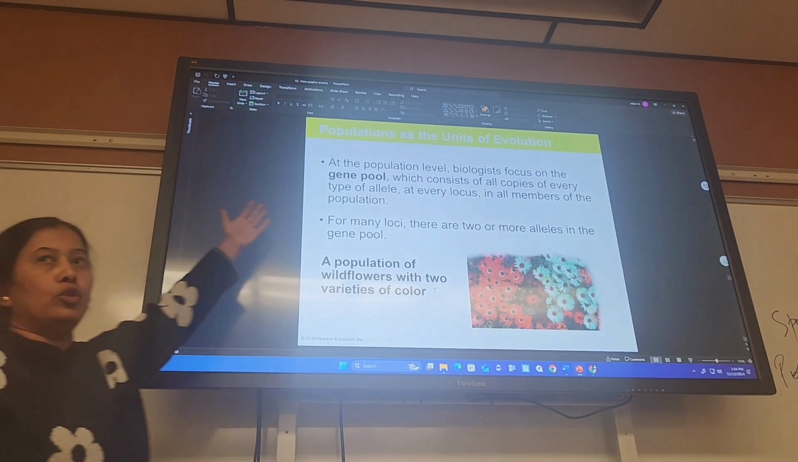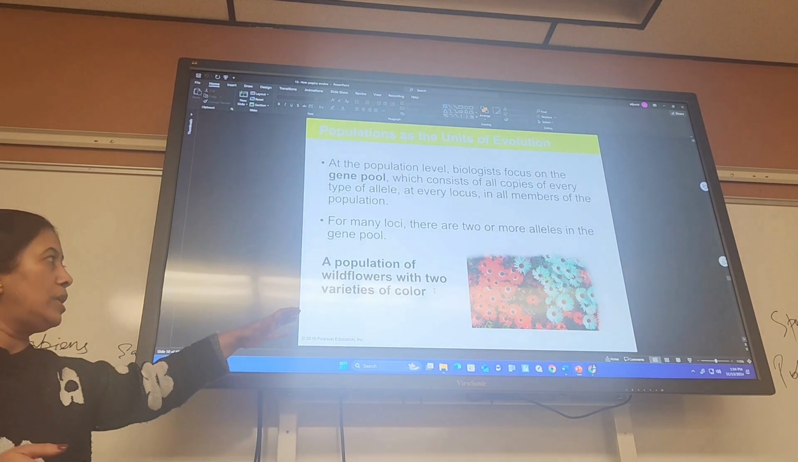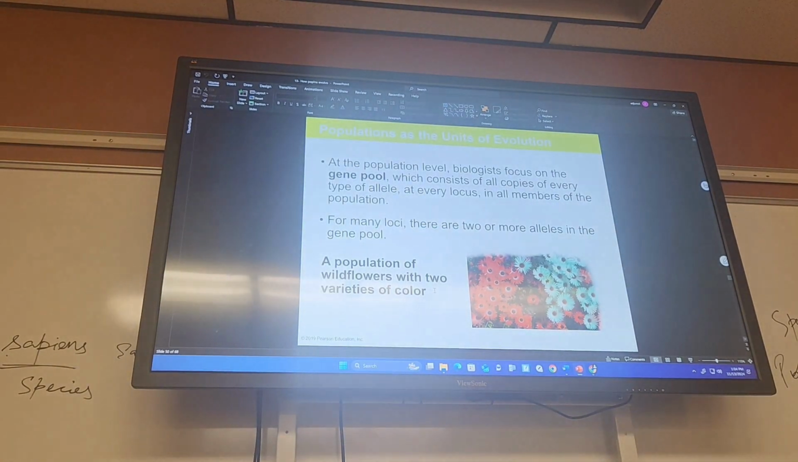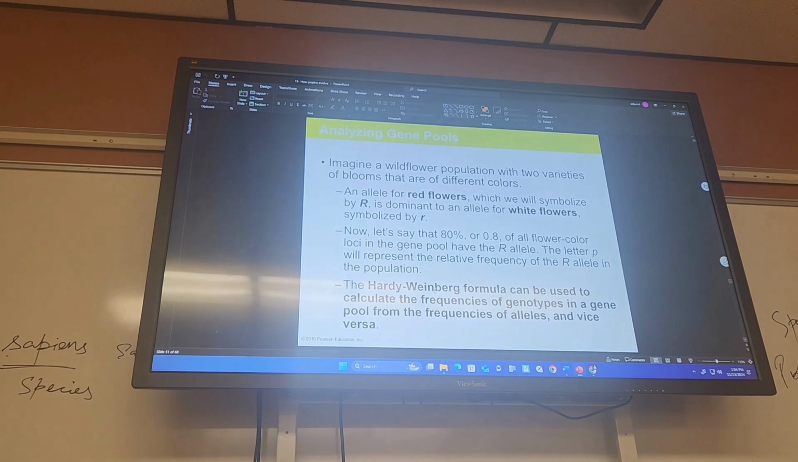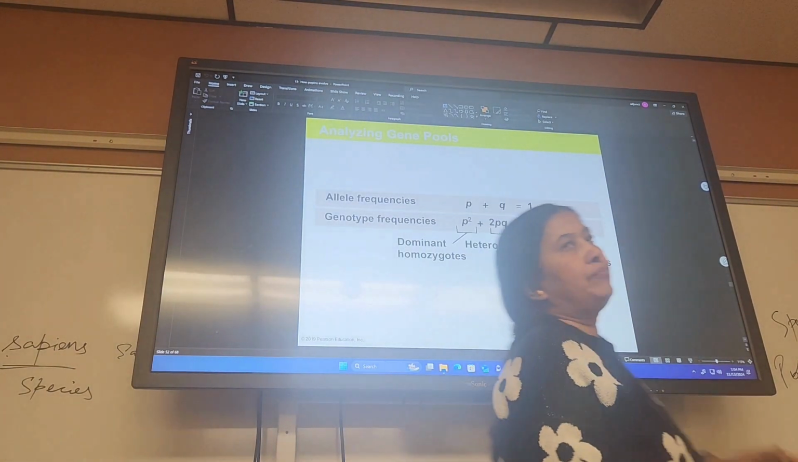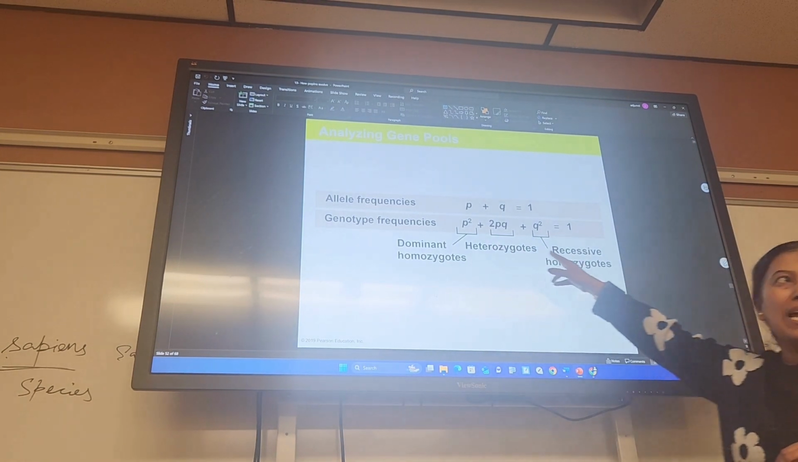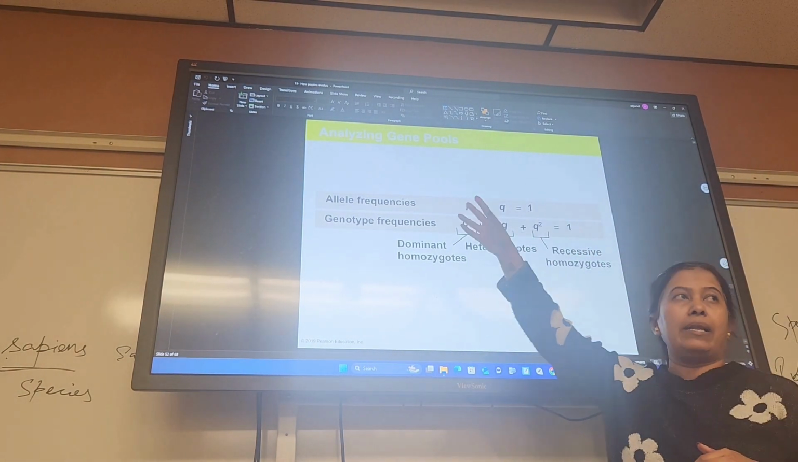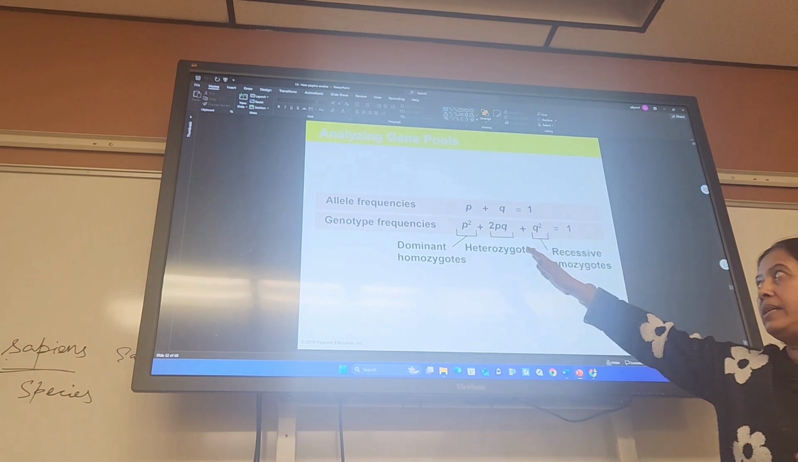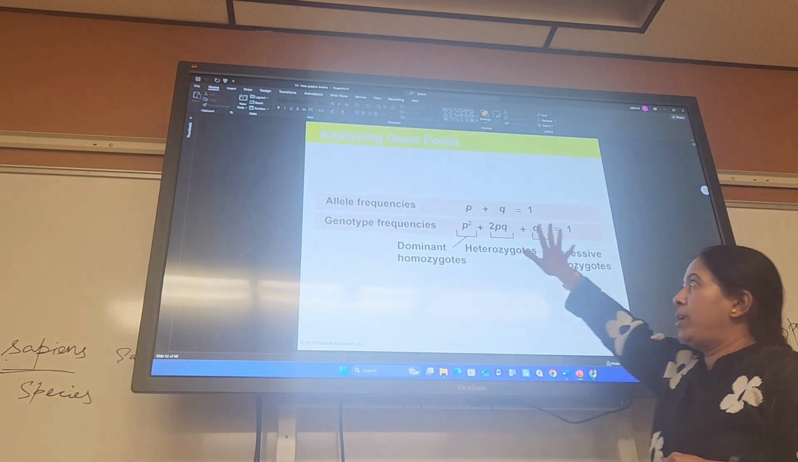Two terms which you already know. Gene pool means the sum total of all the genes in a population. So here is a population showing two varieties of colors. Now this is the mathematical formula for the genotype frequencies as per Hardy-Weinberg equilibrium. We are not going into the details of the mathematical derivation. Just memorize this formula for now.